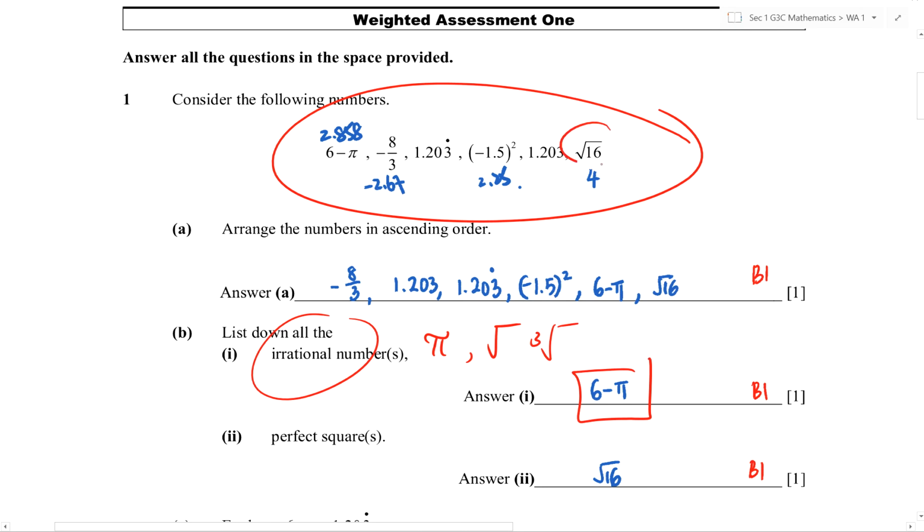So why is it that square root 16 is not irrational? It terminates, it is exactly 4. It is just another way of writing a rational number. Okay, 16 is not a prime number. We can square root it to get 4. Therefore, it doesn't belong under irrational numbers.